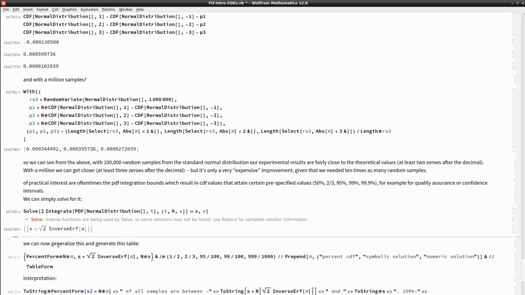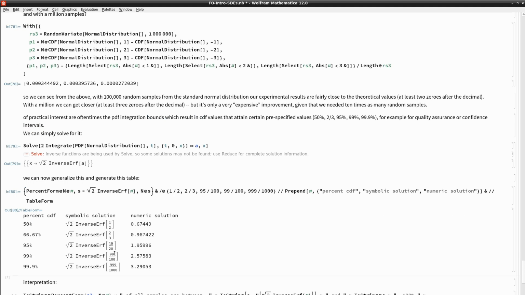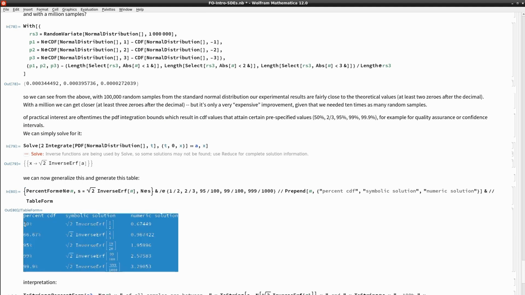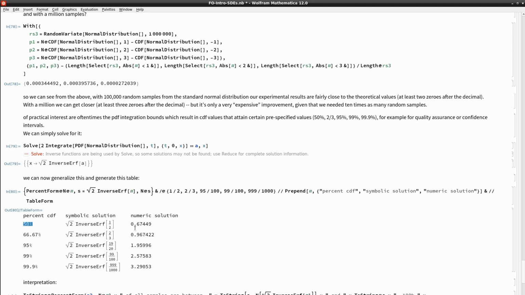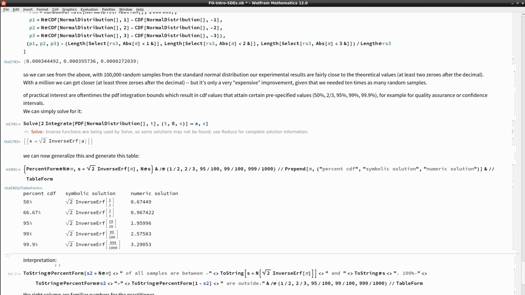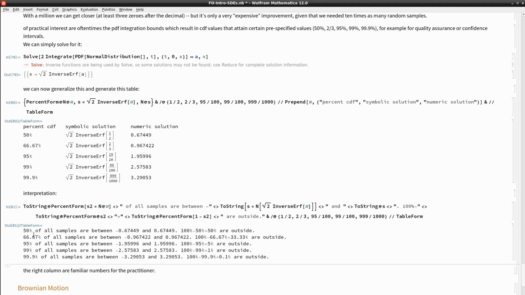But this is great because now we can generalize this and use our table. If we do this, then we can clearly find out that if we want to cover 50%, then we need to have 0.67 as our numeric solution in the independent variable. And 2/3 is about 0.96, and 95% is about 1.95, right? So our interpretation is now that 50% of our samples are between minus 0.67 and plus 0.67, and 50% are outside.